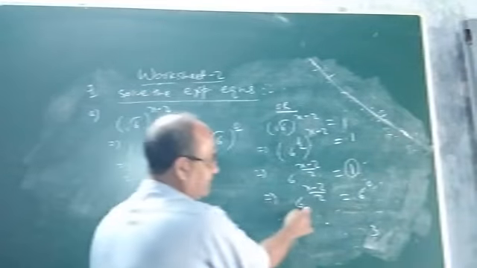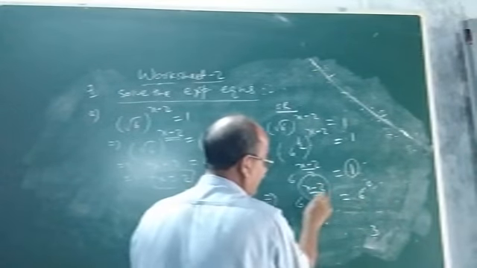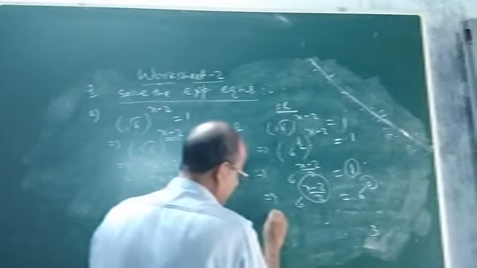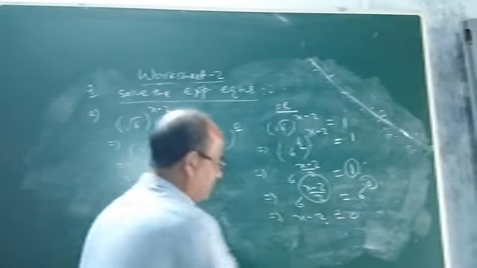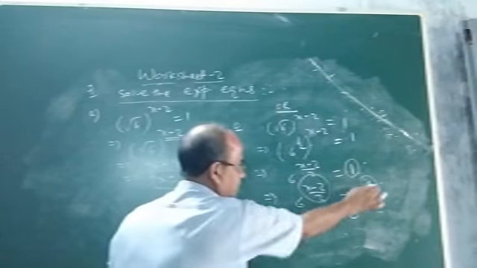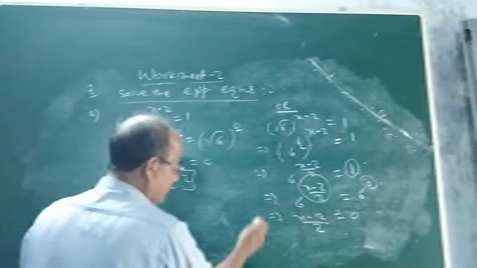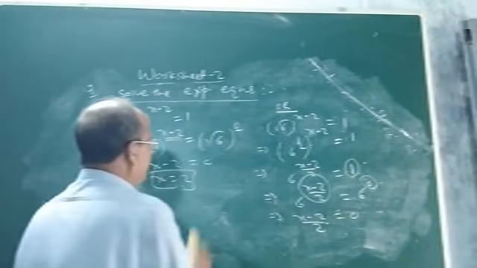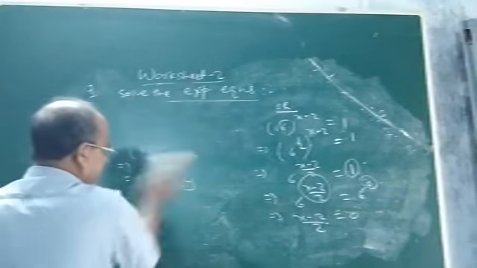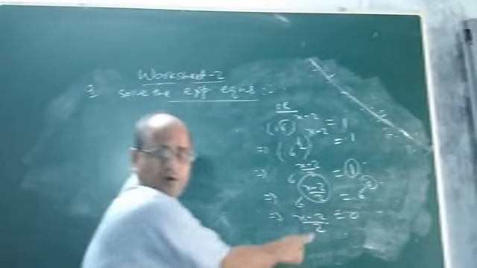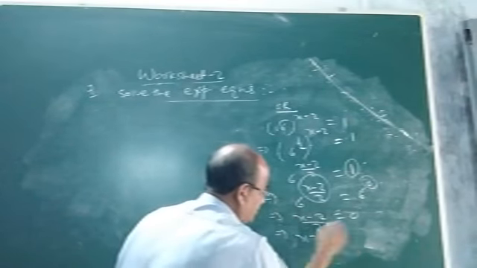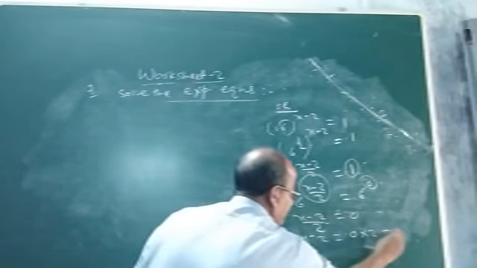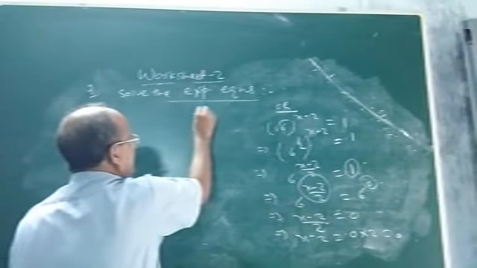See, now the base is the same. So this exponent will be equal to this exponent. That is, (x minus 2) by 2 equal to 0. Now you got a linear equation. So x minus 2 equal to 0 into 2, that is 0. That means x equal to 2.